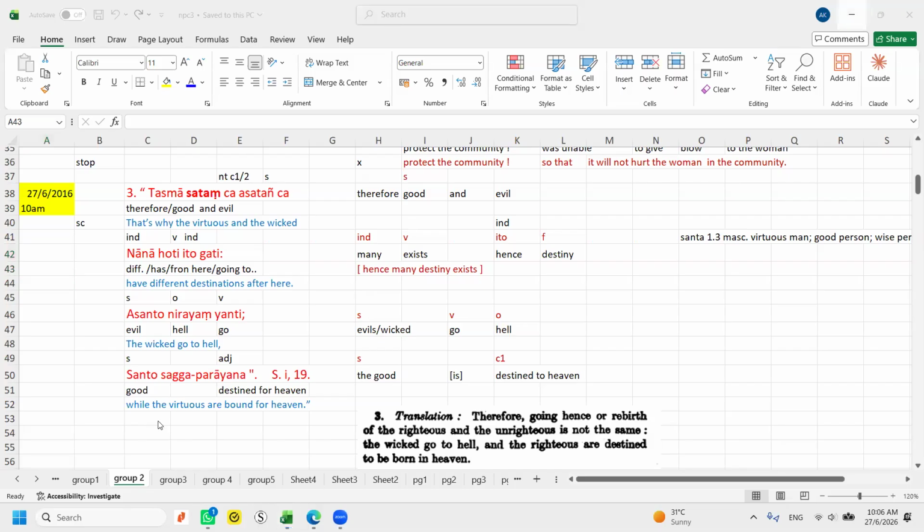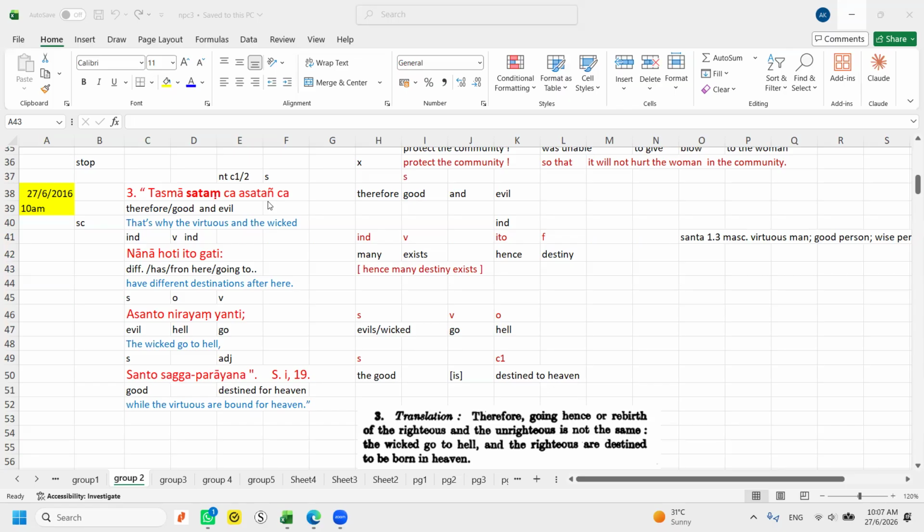Okay, we'll continue on NPC 3, exercise number 3. So in 3, you see the start with tasma satang je asatang. You see this, this is n with the diacritic mark.